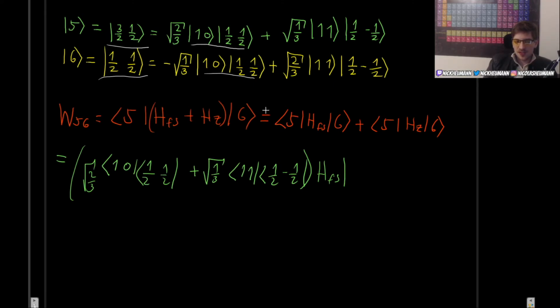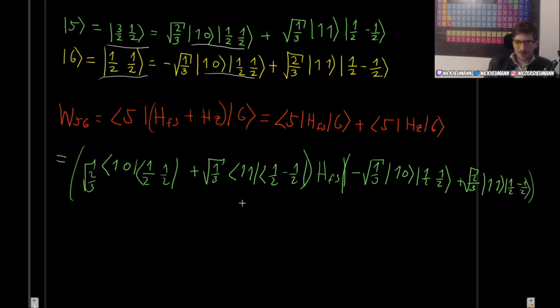So let's now go for state 6. So this is going to be minus square root of 1 over 3, 1, 0, 1 half, 1 half. A little bit short on space, but I think I can manage. And then we have plus square root of 2 over 3, 1, 1, 1 half. Oh, I can't go any further than that, but I think I can do minus 1 half. All right.